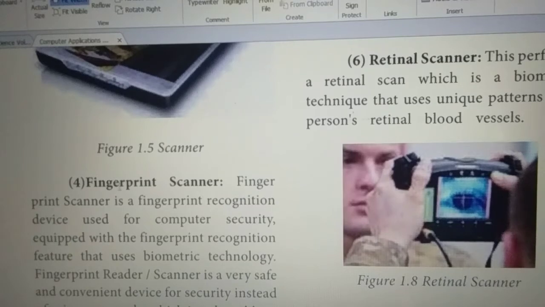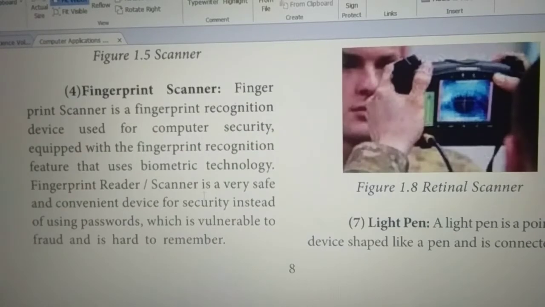The fingerprint scanner is the same as what we use for an Aadhaar card Xerox copy, where you use your thumb finger. That is called the fingerprint scanner. Here it is, like in this picture. The fingerprint scanner is a fingerprint recognition device used for computer security, equipped with fingerprint recognition features that use biometric technology.